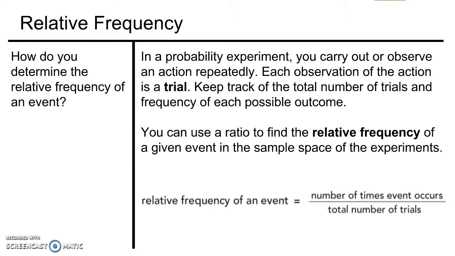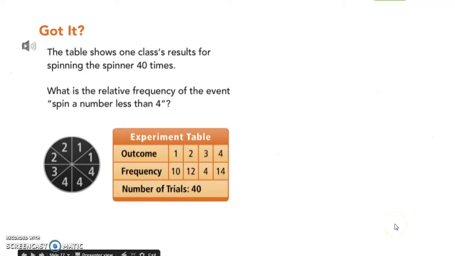All right, finding the relative frequency. This is just like finding the experimental probability. Our little formula here is the number of times the event occurs over the total number of trials. Remember that a trial is each observation of the action. Each time you actually do whatever the experiment is, like each time you flip a coin, each time you spin a spinner, the total number of that would be the total number of trials.